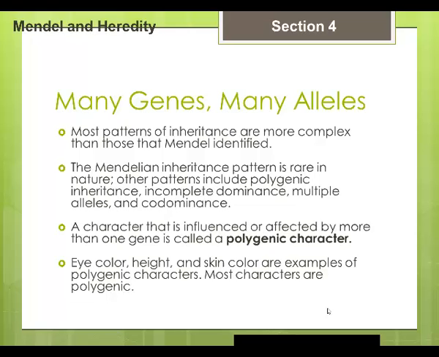A character that is influenced or affected by more than one gene is called a polygenic character. A number of examples of polygenic characters include eye color, height, and skin color. It's important for us to realize that most characters are polygenic. So most of the traits that you express, most of your physical attributes, are not due to just one or two simple genes. There's usually more than one gene that codes for the traits that you have.